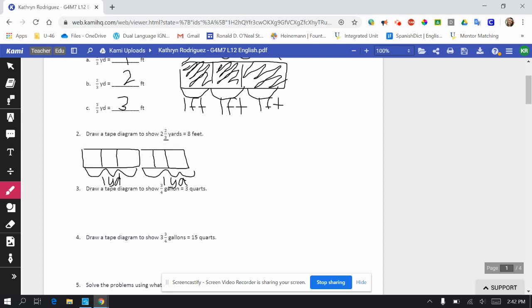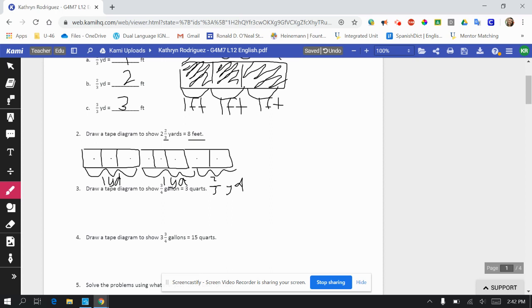And then we have 2/3 more. So I'm going to give it 2 more, okay? So here I have one yard plus 2 more pieces. What you could do is label it 2/3 of a yard. It is not the whole thing. And then you will see at the end 1, 2, 3, 4, 5, 6, 7, 8 feet. All right, on to the next one.